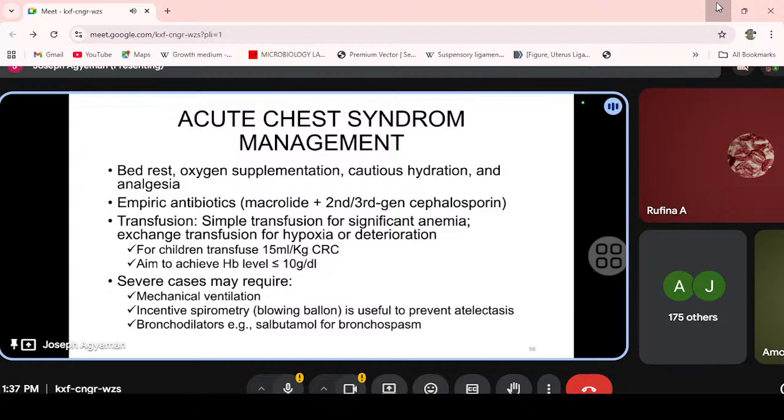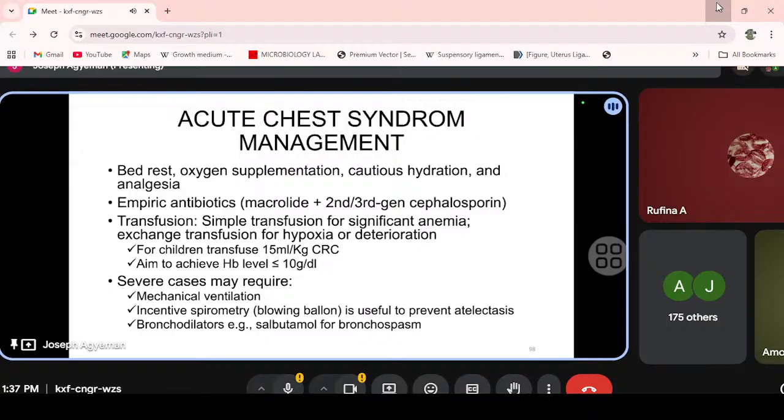So this is how briefly acute chest syndrome is managed. We give IV fluids in a conservative way, making sure that we balance our inputs and outputs, so as not to cause overhydration, because overhydration will contribute to congestion within your chest. That can precipitate the acute chest syndrome.